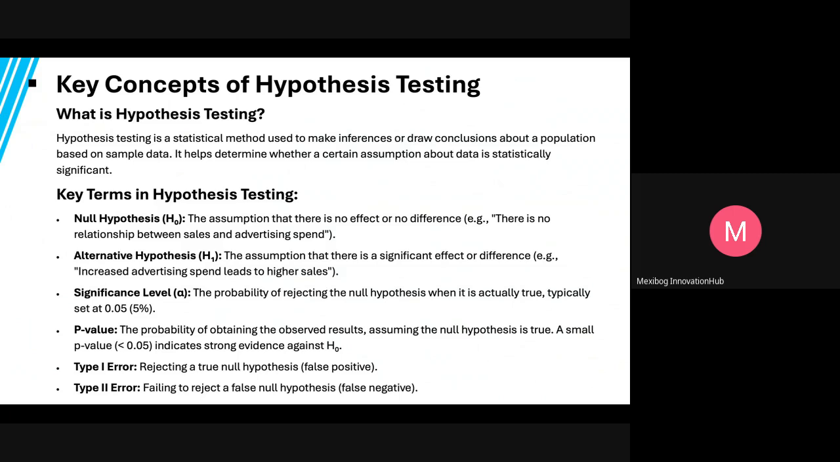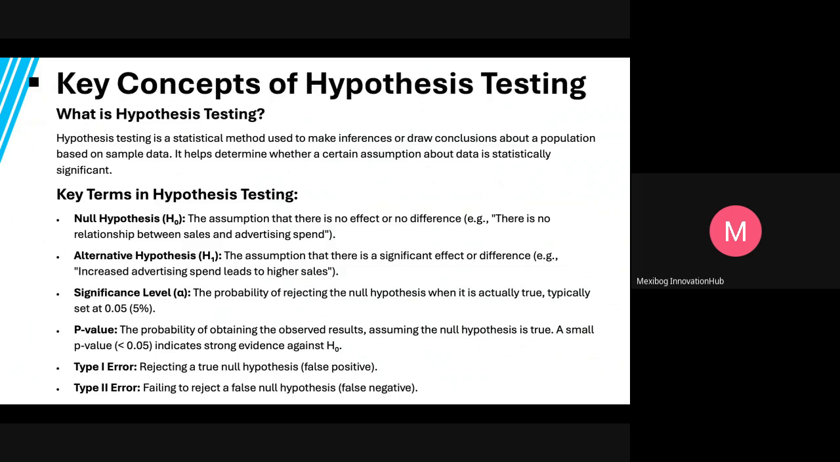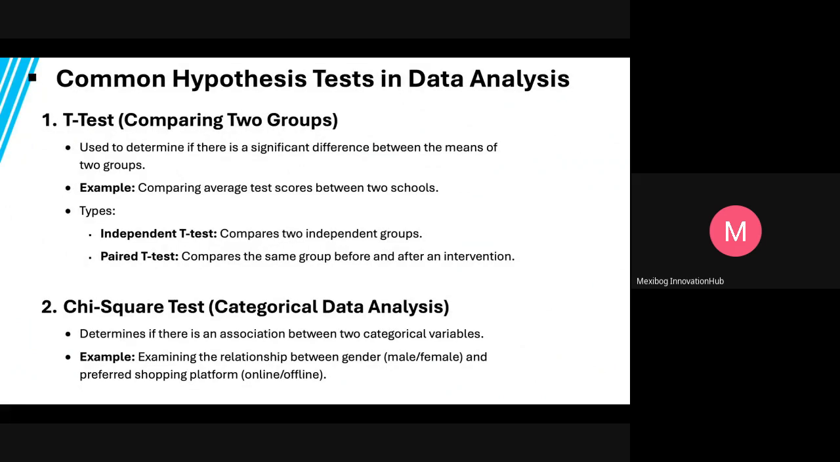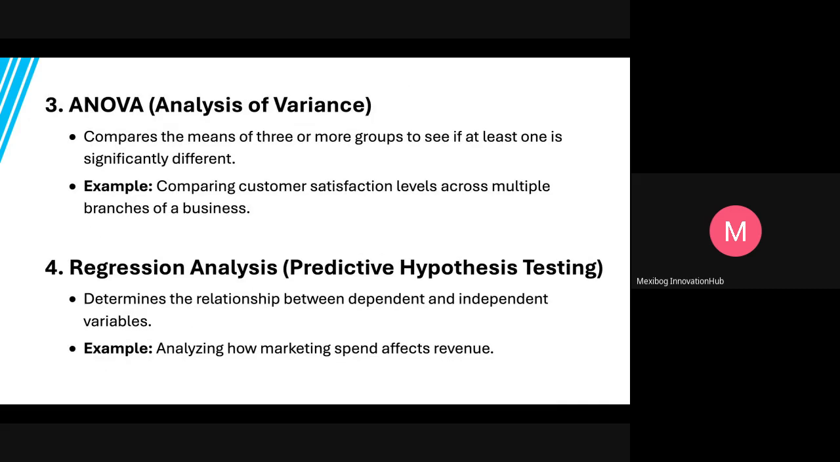What are the key terms in hypothesis testing? We have null hypothesis, alternative hypothesis, significance level, p-value, type 1 error, type 2 error. By the time we get to this, we'll know more about that, but let's just move further. Common hypothesis tests in data analysis: we have t-tests, that's comparing two groups. We have chi-square tests, just like we spoke about the other time. We have ANOVA, we have regression analysis, we've talked about it as well.